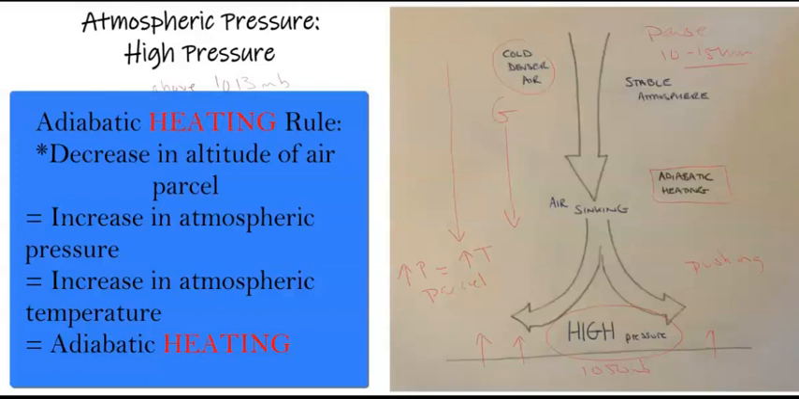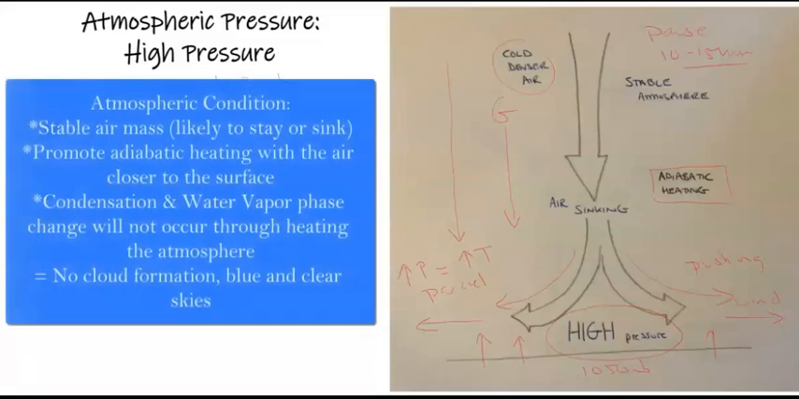It can't go back up, can't go down, so it gets forced to the sides and flows parallel to the Earth's surface, which we call surface wind. This surface wind will then eventually move and connect and be sucked into an area of low pressure.